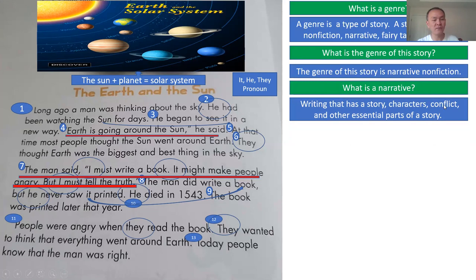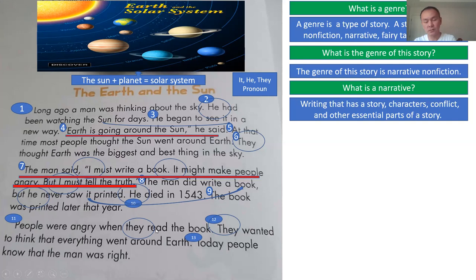In this story, what is the conflict? Well, the problem or the conflict is that people were angry at him, because they thought the earth was flat and everything did not go around the sun. They thought the sun goes around the planets instead of the planets going around the sun. Okay, so when you have a narrative, you have to make sure that you present the characters. In this story, the character is who? A man, okay? And he has the beginning, the middle, and the conclusion. So that's a part of a narrative.